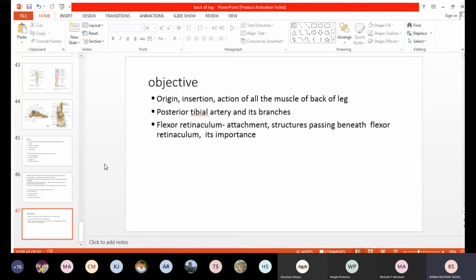And after that, there are the details about the flexor retinaculum. For the theory exam also, it is very important. You have to draw the diagram of the flexor retinaculum and describe what this retinaculum is, its attachments, the structures passing beneath the retinaculum and its importance. Why is it important? That is the flexor retinaculum. Okay, these are the things you have to remember from this topic.